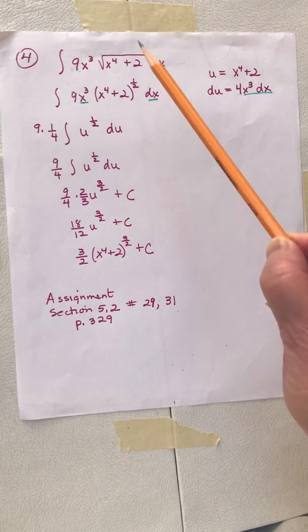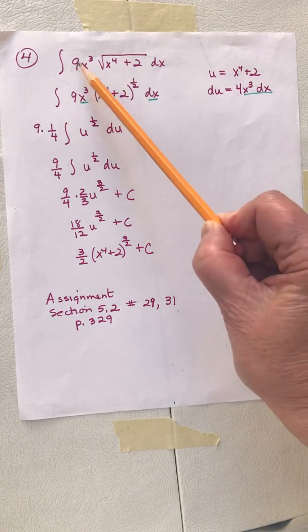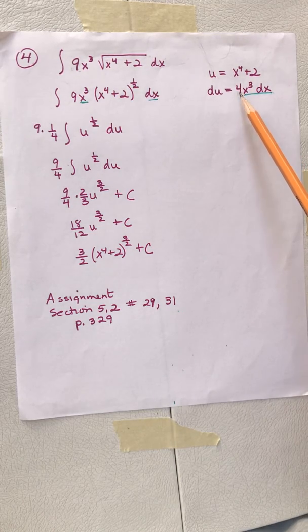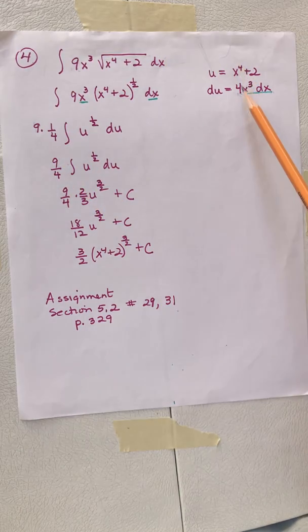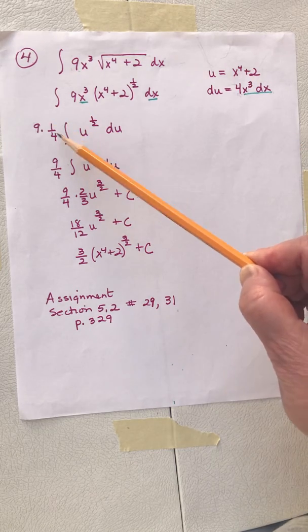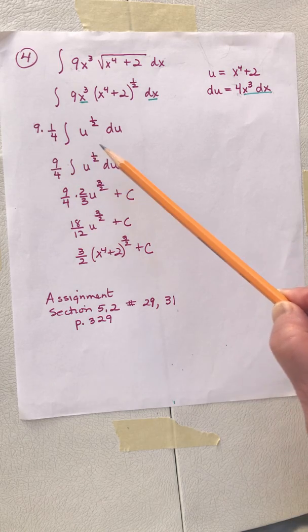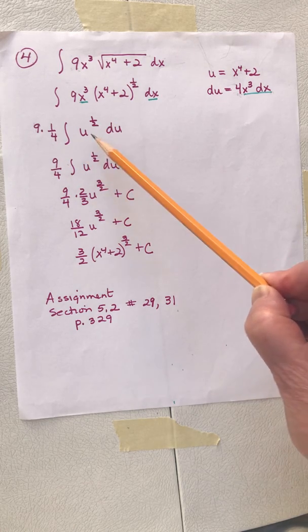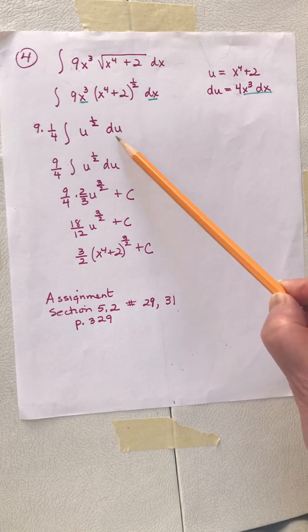All right, so I can't get rid of the 9 because it's in the problem to begin with. And it didn't match my number over here in the du. So therefore I have to move it in front of the integral. I don't want the 4, so I multiply by the reciprocal of 4, which is 1/4. And then I'm going to integrate u to the 1/2 du.